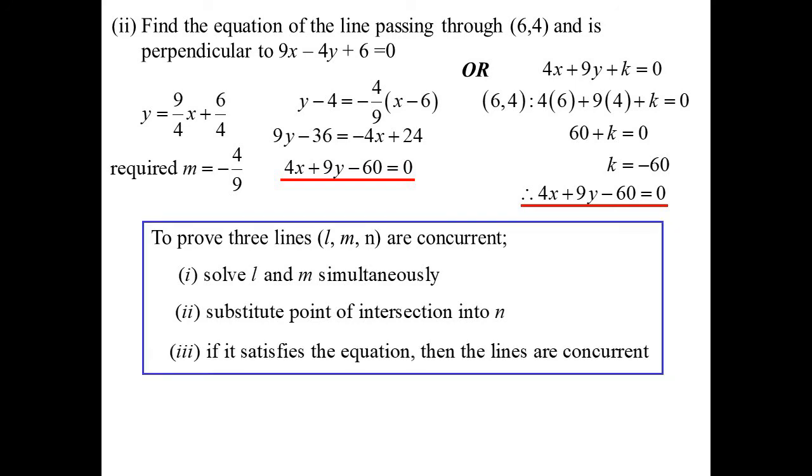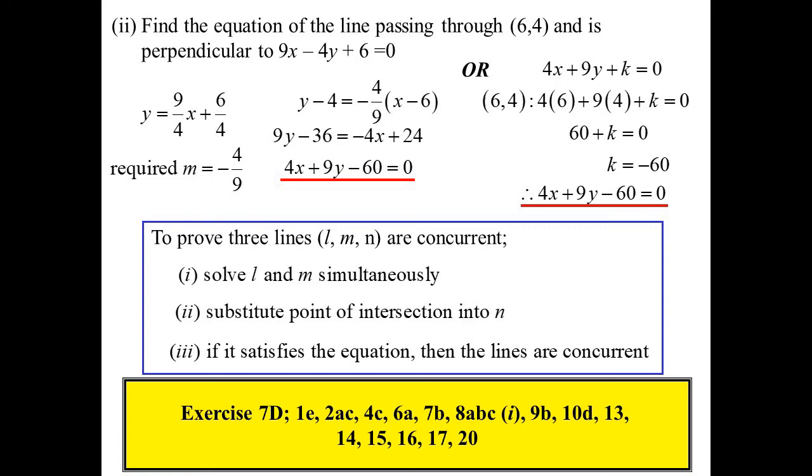Now, if it lies on that line, then the 3 lines must be concurrent, because we're saying all 3 lines go through that point. 7D.